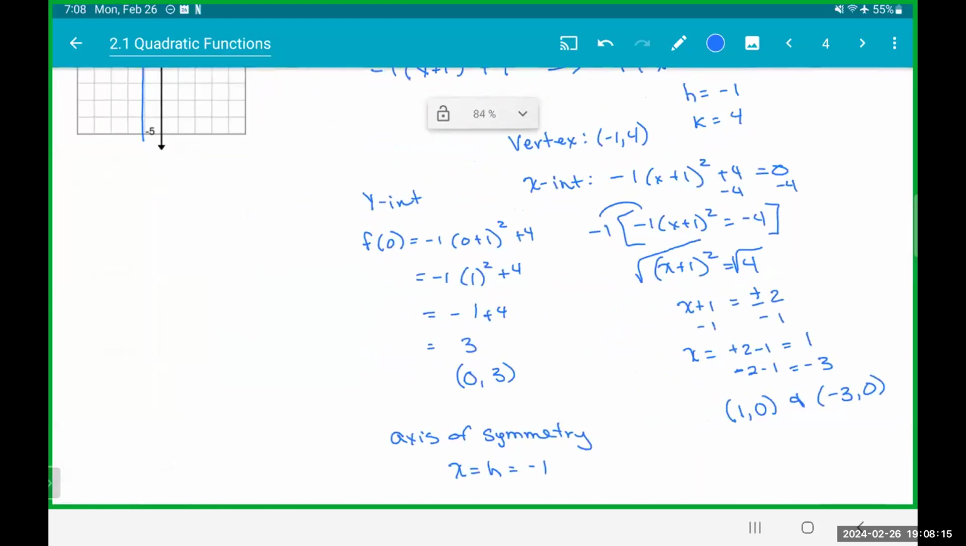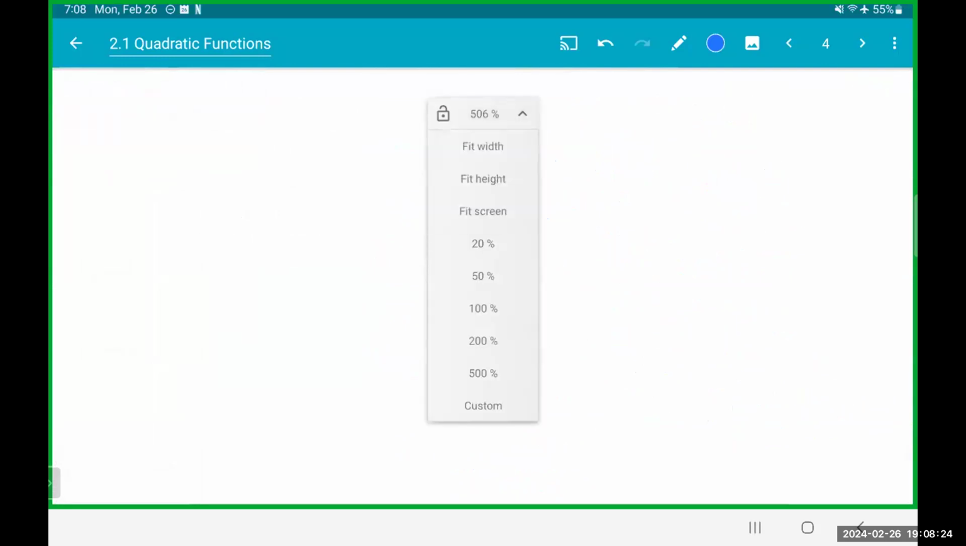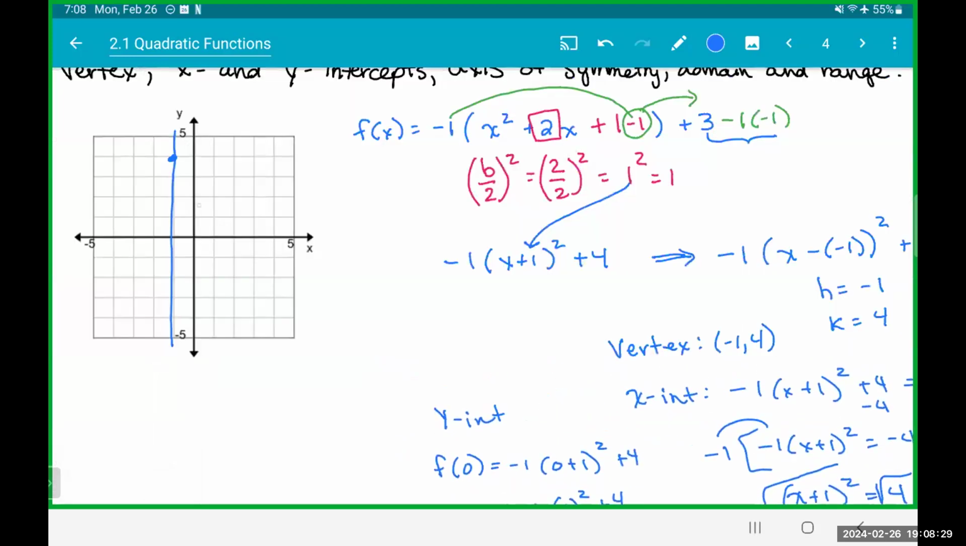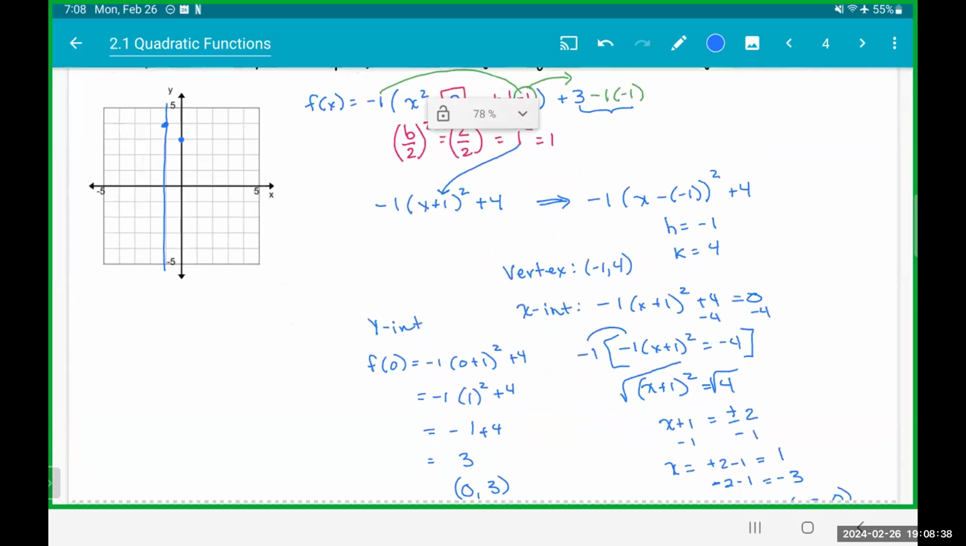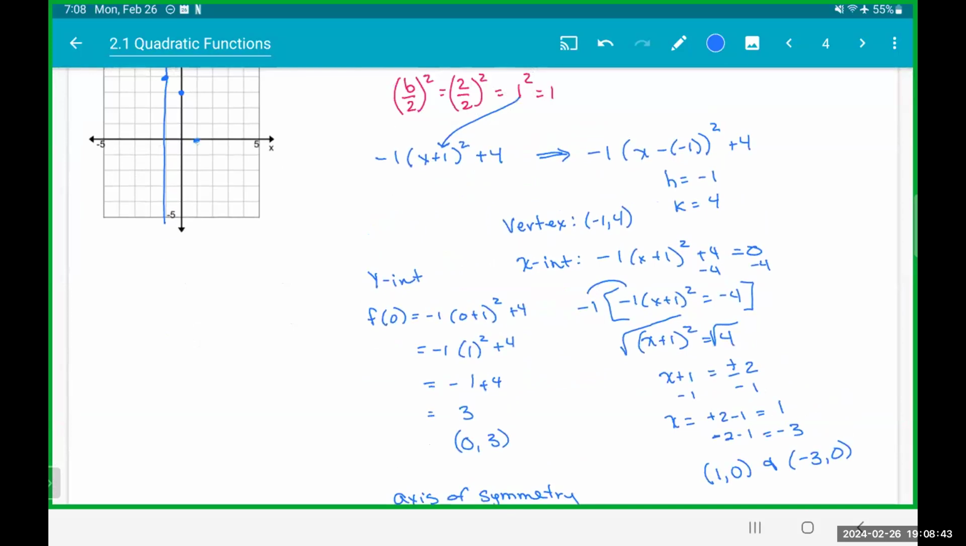So for this one, let's just plot our intercepts. We have 0, 3. We have 0, 1, 2, 3. That's our y-intercept. Our x-intercepts are at 1, 0. Here's 1, 0 and -3, 0. That's actually -4. So -1, 2, -3.